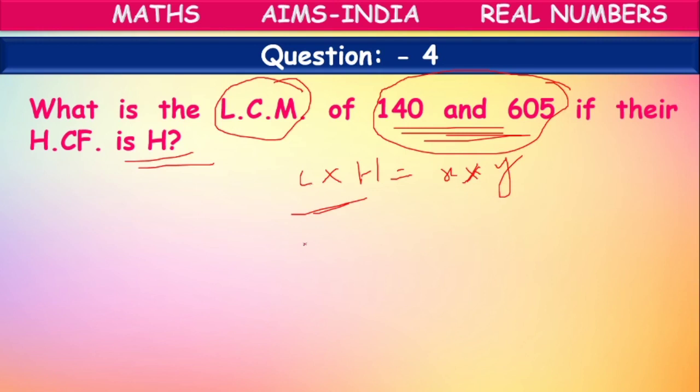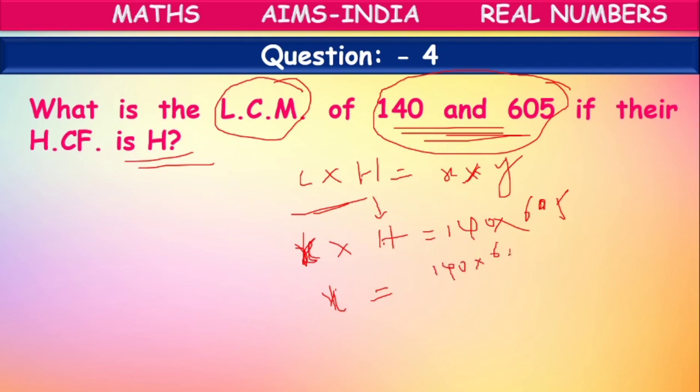Here what is the LCM? We don't know. L we have to find. What is the HCF? It is capital H. Let LCM be X. What is X? One number, 140 we can take. What is Y? Another number, 605 we can take. Now what is the value of X? This H will go that side. So 140 into 605 by H.